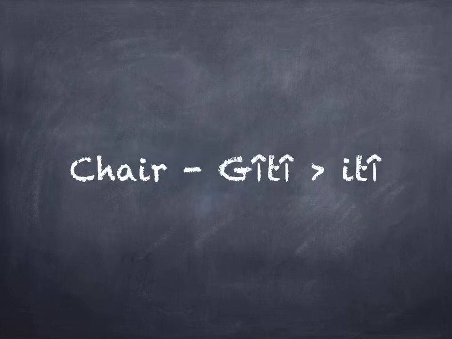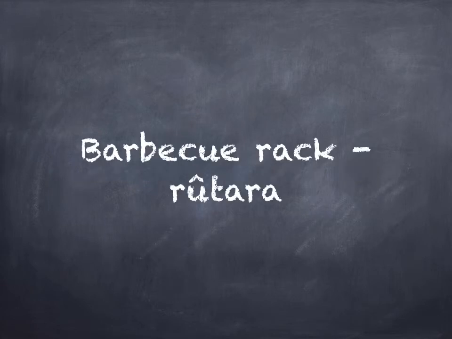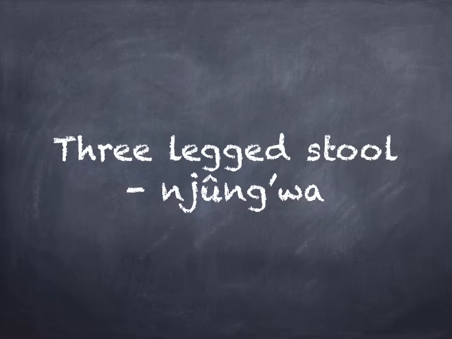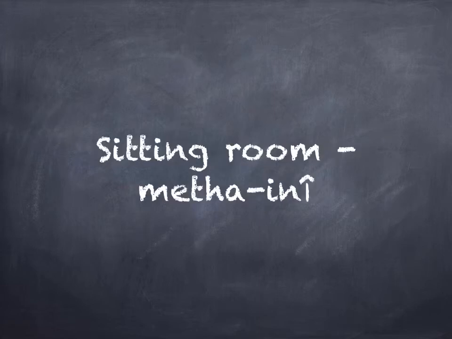A furniture that is also likely to be found in the kitchen is the chair, which is known as gîte. Gîte and ite for chairs. The barbecue rack is known as rûtara. And here I'm also going to mention the not so much common nowadays three-legged stool, which is known as njaa. We now move over to the sitting room.